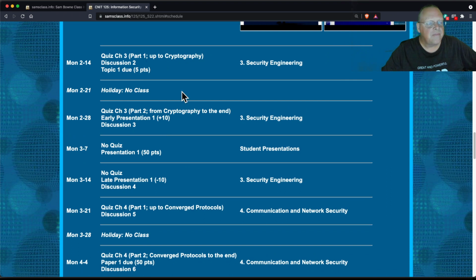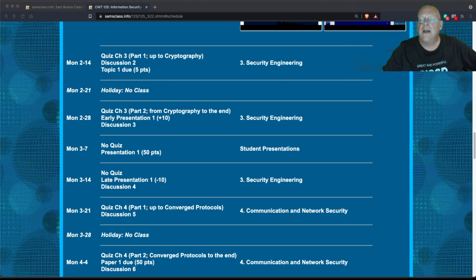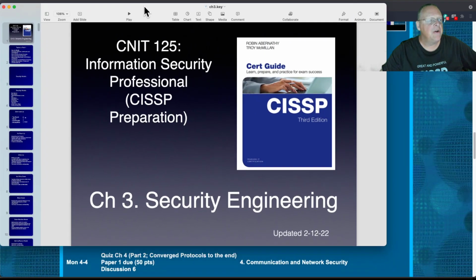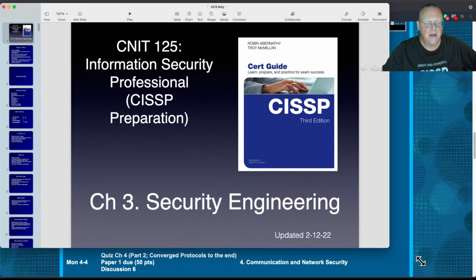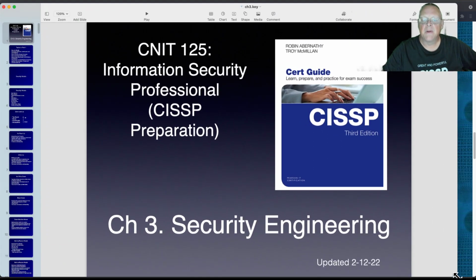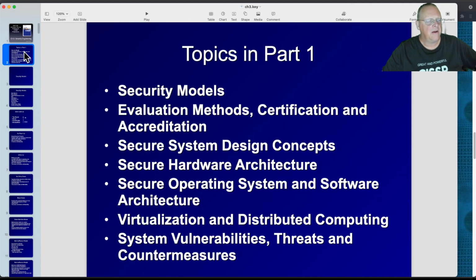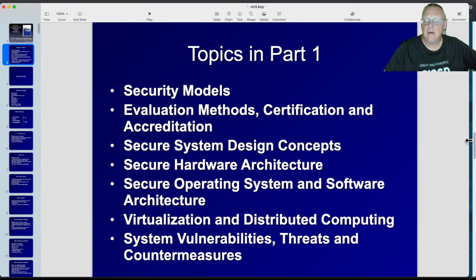Anyway, so let's talk about the first bit of this very long chapter that will take us about 3 weeks to get through, security engineering. All right, so we're going to talk about security models, which is material I've never seen anywhere except the CISSP, about the Biba model and Bell-LaPadula, which is what underlies, theoretically, all the security models we see in all the operating systems, and then things about hardware and virtualization and so on.